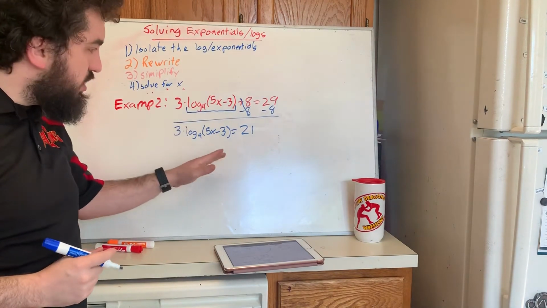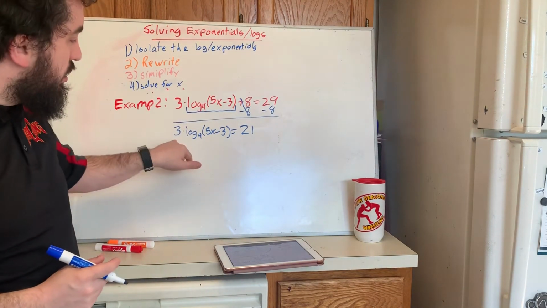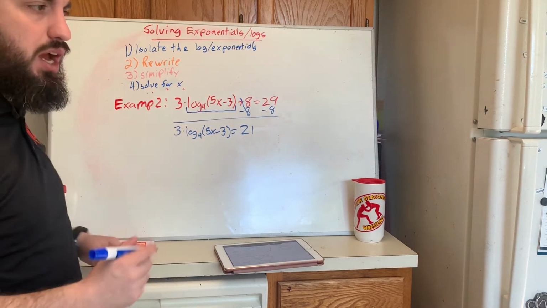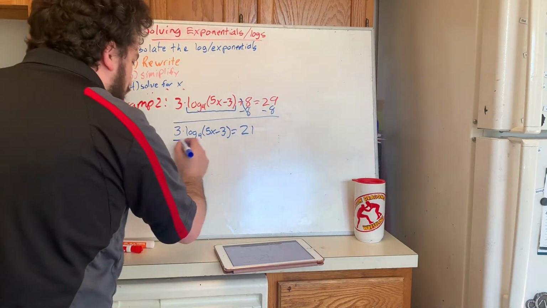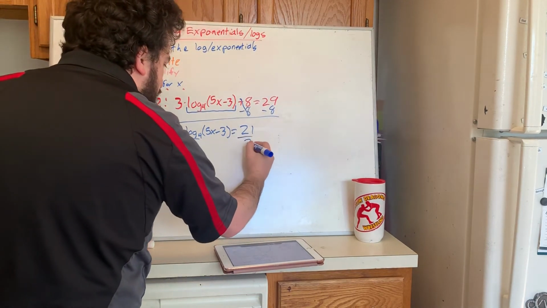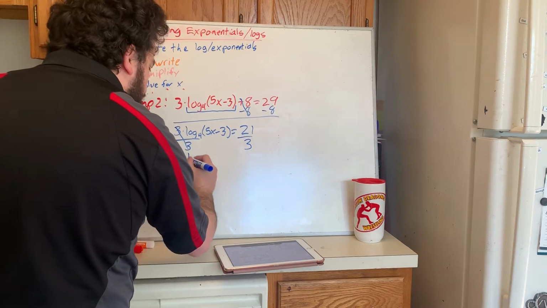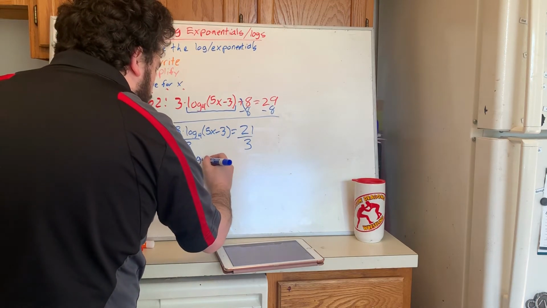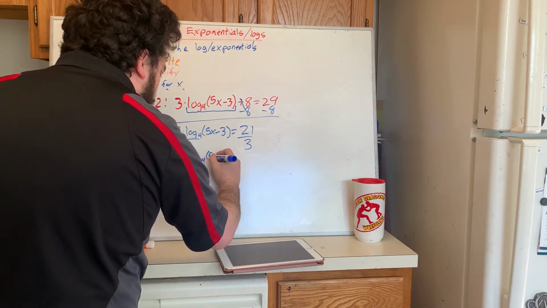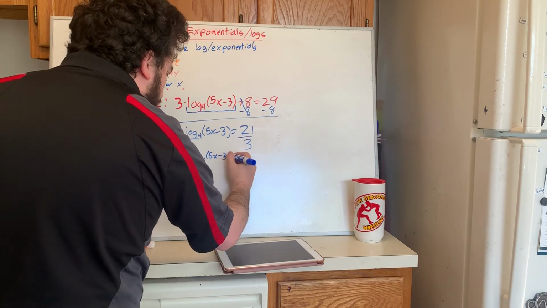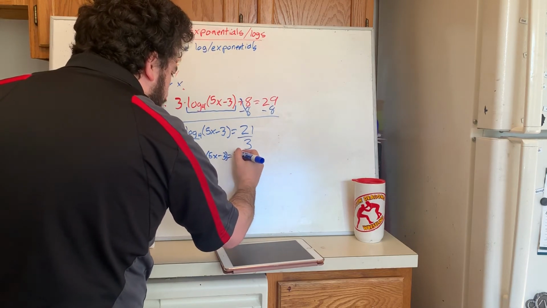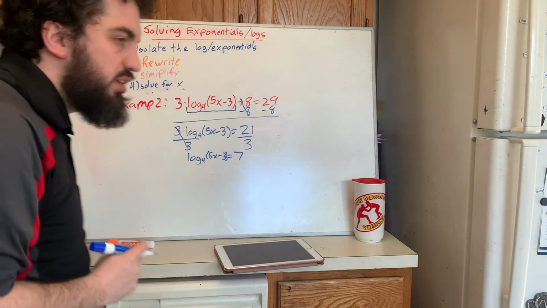Now that we have this, we could say, okay, if this said 3x, again, we would just divide by 3, so that's all we're doing here. Divide both sides by 3, so those cancel. Log base 4 of 5x minus 3 equals 7.